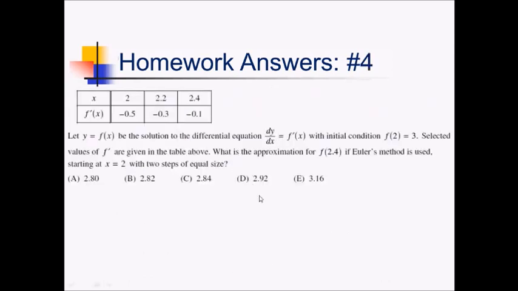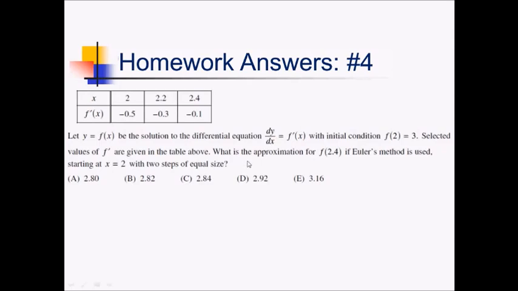On this no calculator table problem, we're told that y equals f of x is the solution to some differential equation, f prime of x, with the initial condition f of 2 equals 3. Now they've been very nice and given us some values of f prime in this table. We're going to have to use those along with Euler's method to figure out f of 2.4. Now we're starting at x equals 2 with 2 steps of equal size. So to get from 2 to 2.4, I need to go by 0.2s.